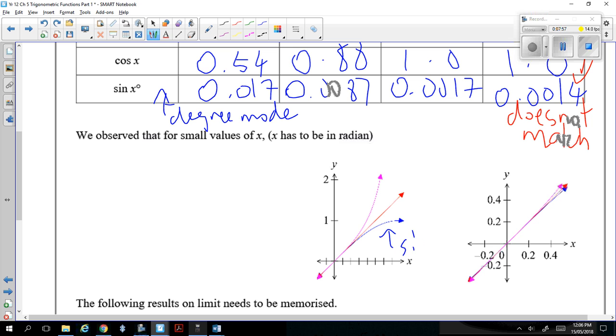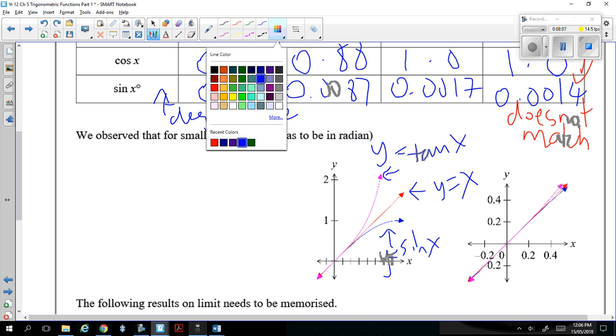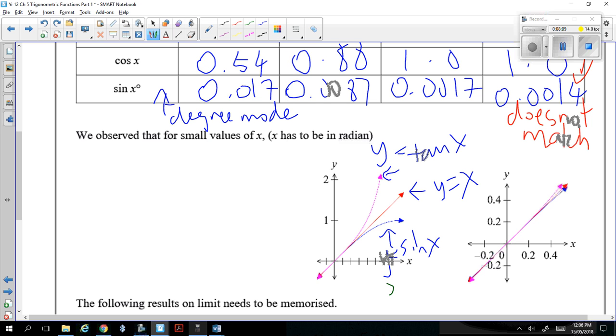This is the graph of tan x. This is the graph of x. Right? As x approaches 0, can you see the three graphs? They all meet, isn't it?